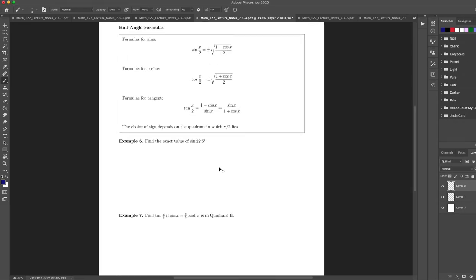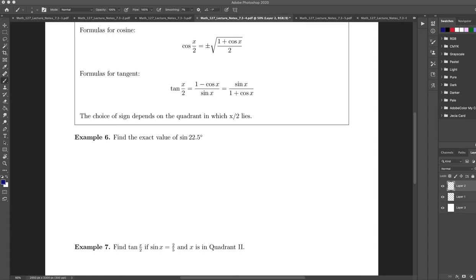What's wrong with zoom on in? I'll zoom on out.